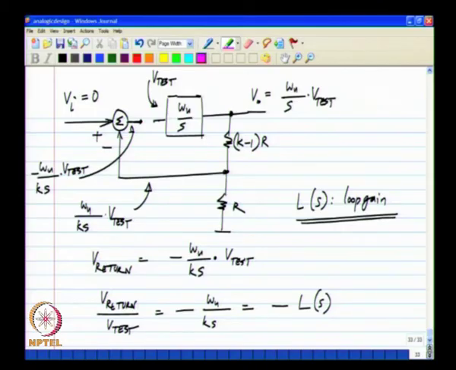Now let us evaluate the loop gain for this. In our case, the loop gain is omega u divided by K s. Okay. For our case, the loop gain L of s is omega u by K times s.